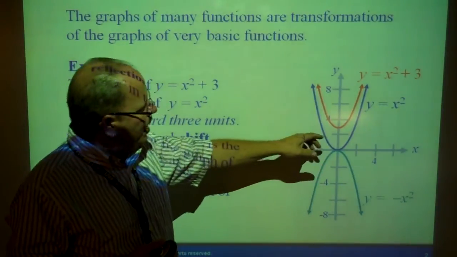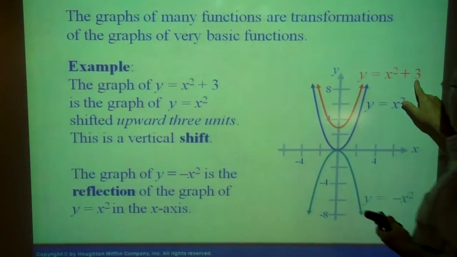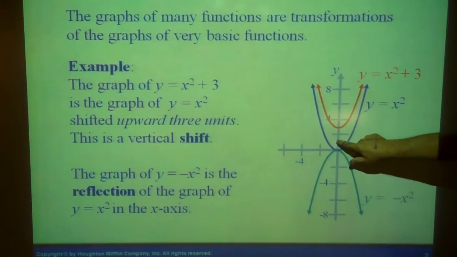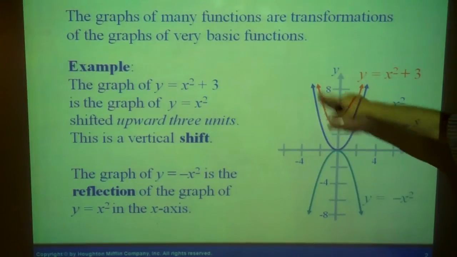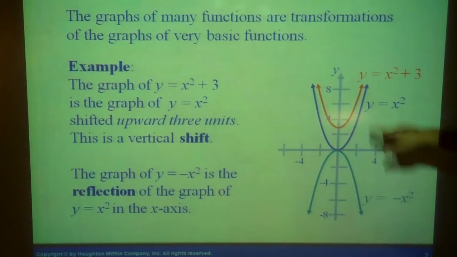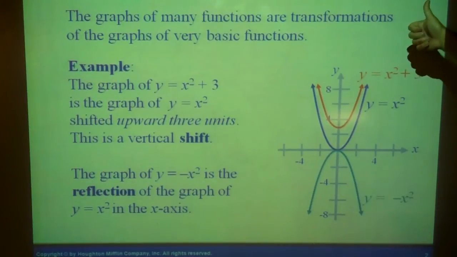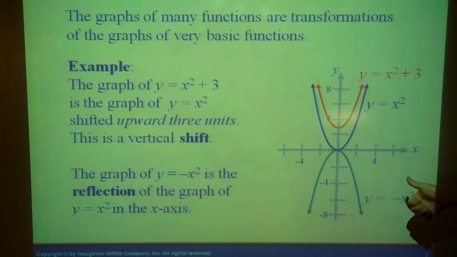So here, if we had x squared plus 3, we take this plus 3, we count up 3, we move the vertex, and if we had a couple other points, we'd move those, we'd connect them, we'd draw our smooth curve up there. This plus 3 moves the graph, it shifts it on the y-axis.